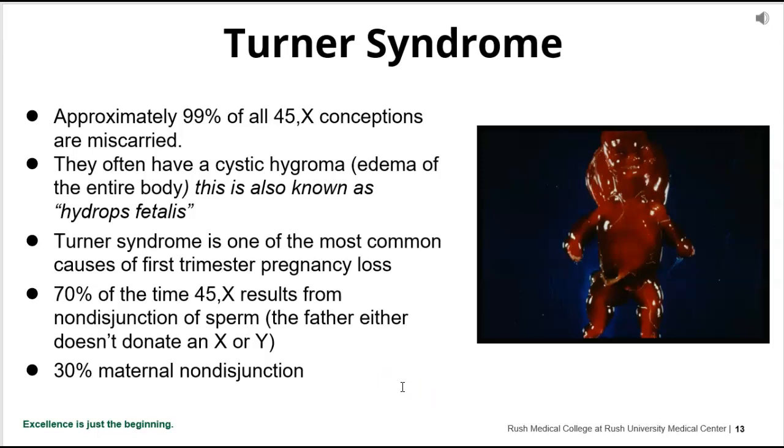70% of the time, the loss of the X is from non-disjunction of the sperm. Most non-disjunction, Down syndrome, trisomy 18, 13, are maternal non-disjunction. This is the only one that's more commonly paternal non-disjunction, because dad could either not donate an X or not donate a Y. 30% are because of maternal non-disjunction, because mom did not donate an X into the embryo.